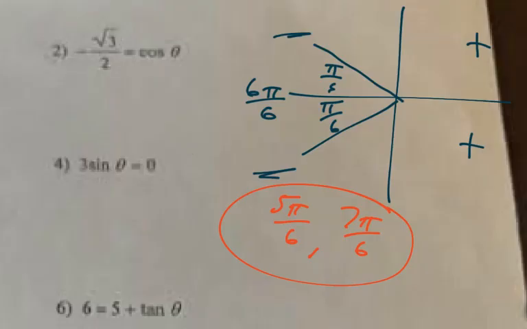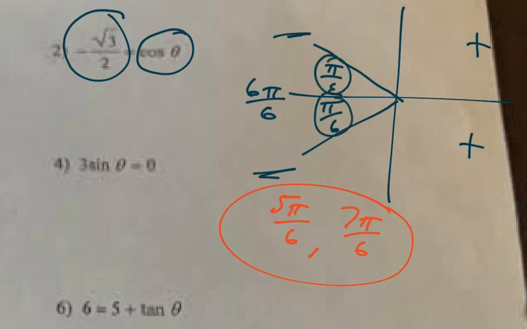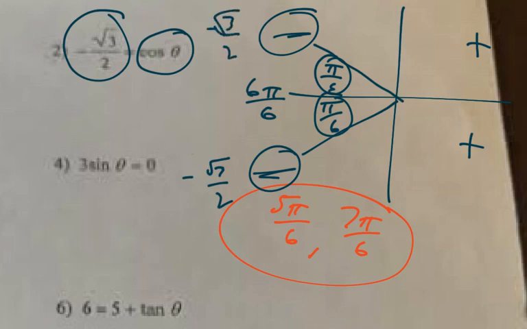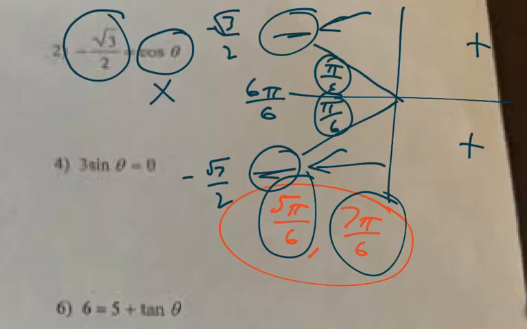All right, let's look at number 2. Where is cosine negative square root 3 over 2? Again, you can look at the unit circle, and you should realize that it's pi over 6 in quadrants 2 and 3. All you have to do is look for the negative square root 3 over 2 for, remember, cosine is your x, so it's the first coordinate. And so therefore, this up here is 5 pi over 6. This down here is 7 pi over 6.